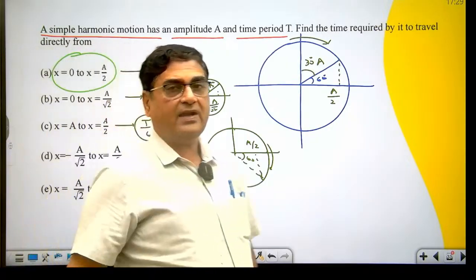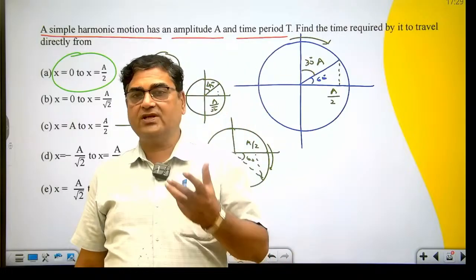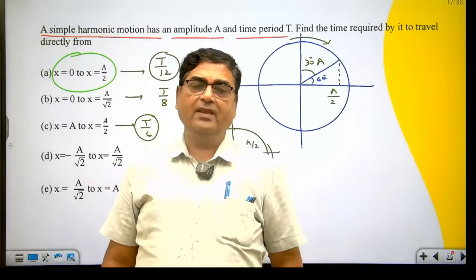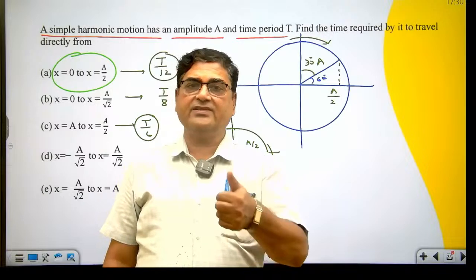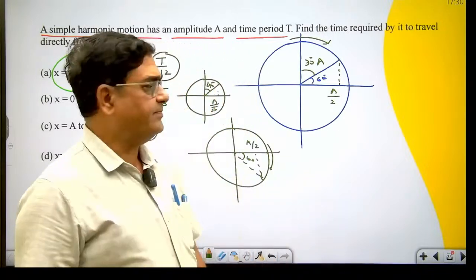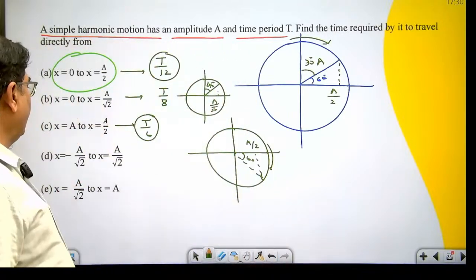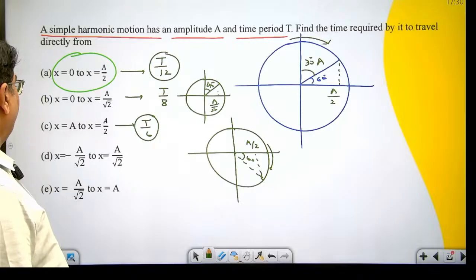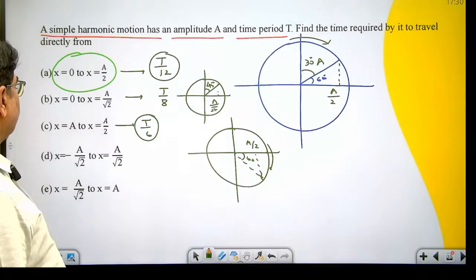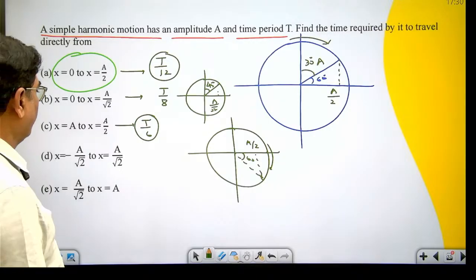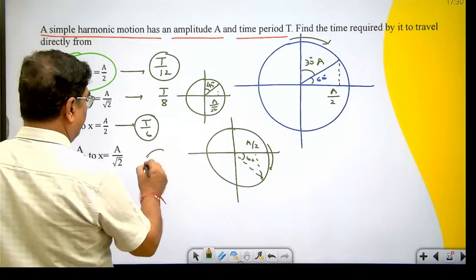Around mean position, the particle travels faster because at mean position velocity of the particle remains high. Okay. At mean position velocity is maximum, at extreme position velocity is minimum in SHM. Now see, x equal to minus a upon root 2 to x equal to a upon root 2. Okay. So dear student, this is also a very simple question.